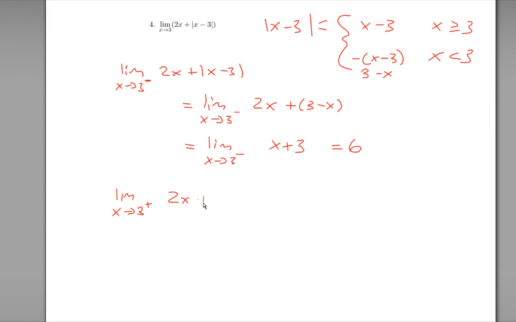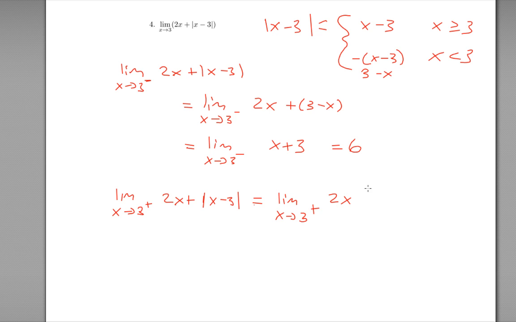So this is our function. This is the actual function that we're after: 2x plus the absolute value of x minus 3. This is the function that we're actually interested in. This limit is equal to the limit as x goes to 3 from the right of 2x.